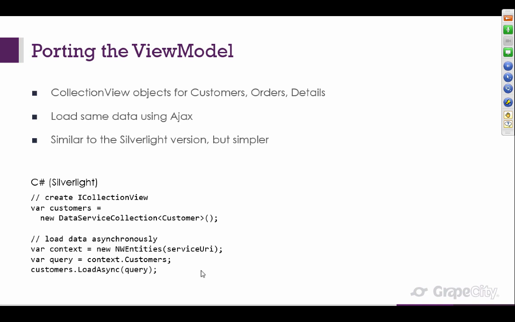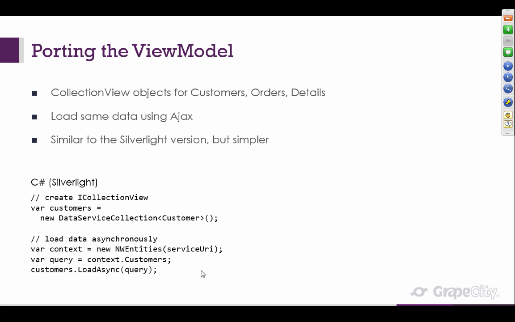All right, porting the view model. So we have our collection view objects, and in this application we had 3 of them. We had one for customers, which populated that customers dropdown. We had one for orders, which was bound to the current customer, and then we had one for details, which is bound to the current order.